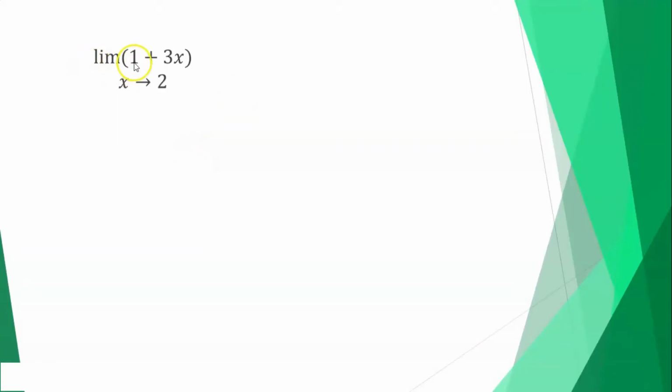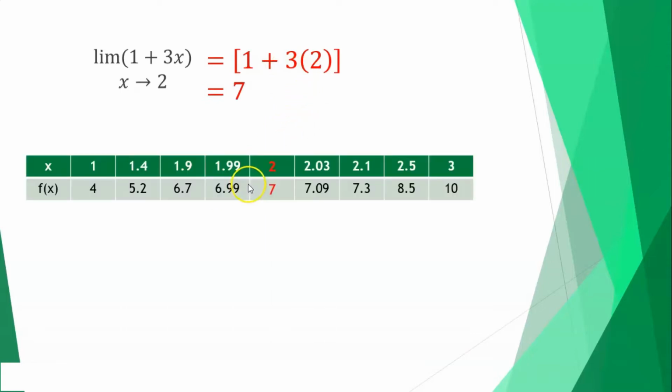Given this, what is the limit of 1 plus 3x as x approaches 2? In this case, we will simply substitute 2 to x. So this will be 1 plus 3 times 2, or simplifying further, we will have 7. Now, making use of a table of values, we will have this one. If x is 2, y is 7.